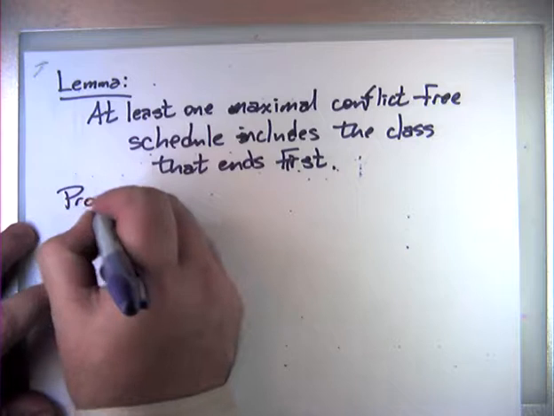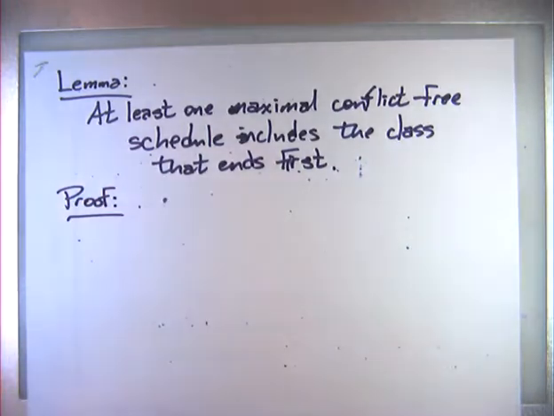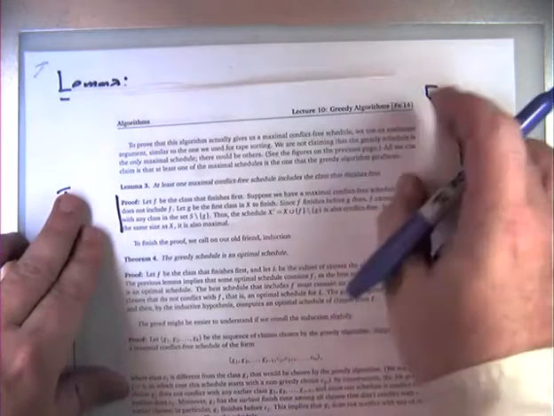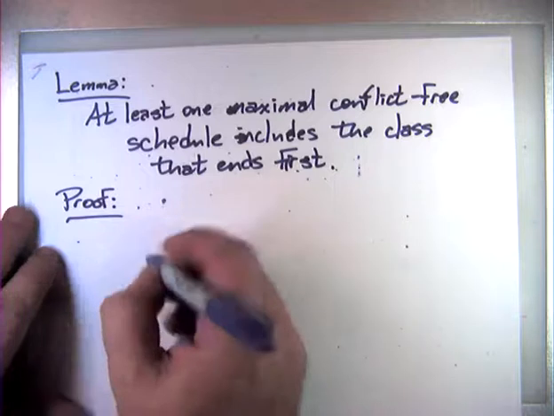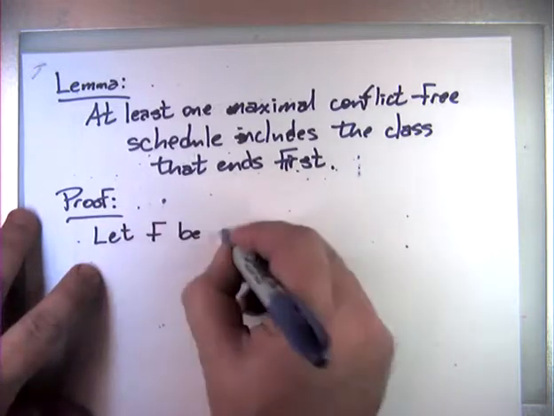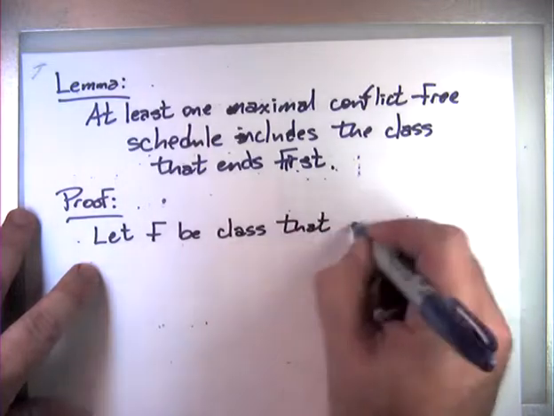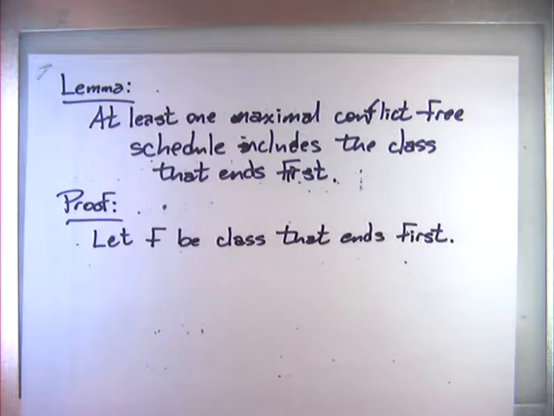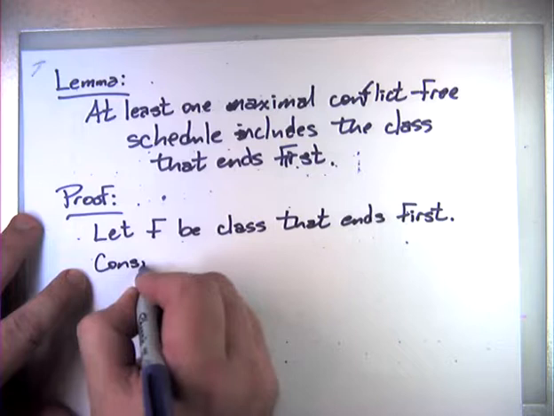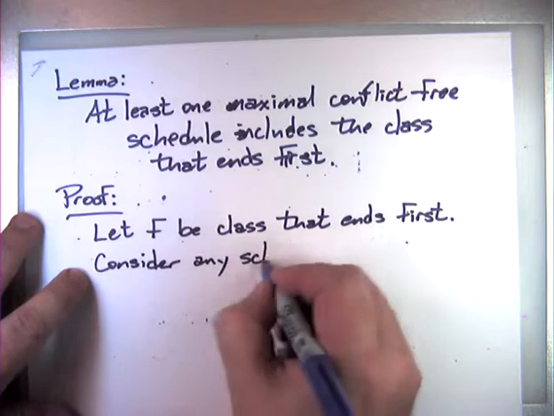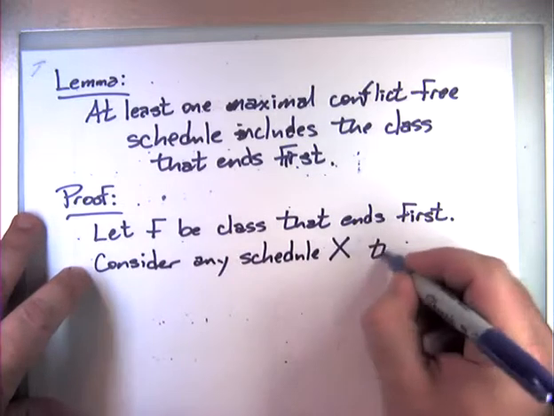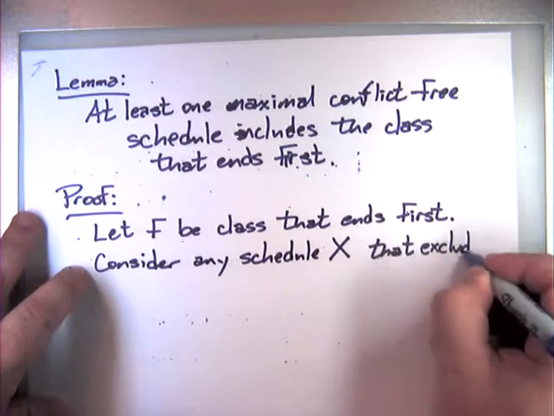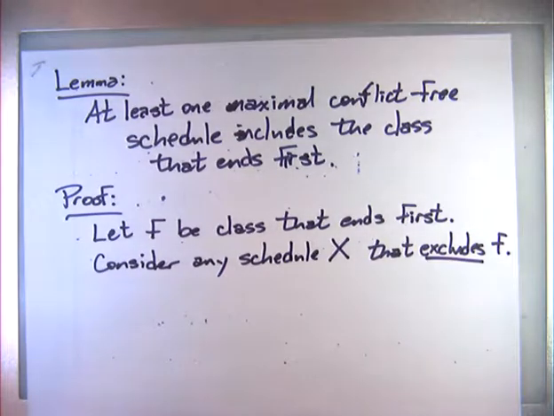All right. So here's a proof. I will show you the entire proof in the lecture notes. There it is. But I'll go ahead and write it out. So let F be the class that ends first. This is the class that the greedy algorithm says I should take at the beginning. And then consider any schedule X that excludes F. So I'm going to pick any schedule that does not make the first greedy choice.